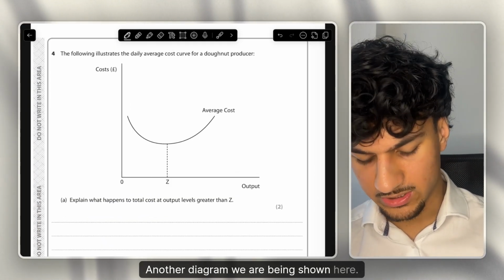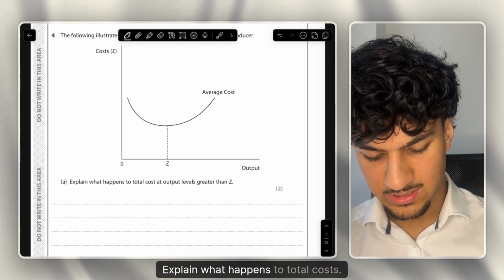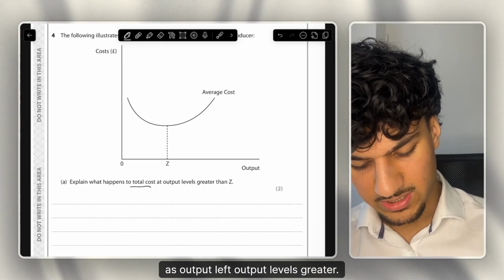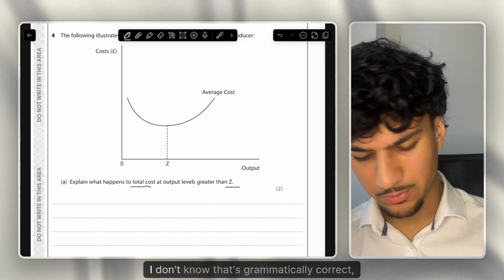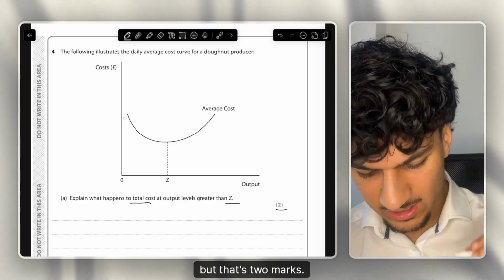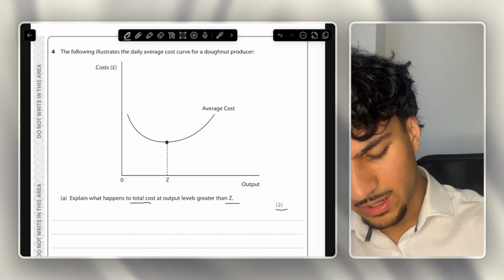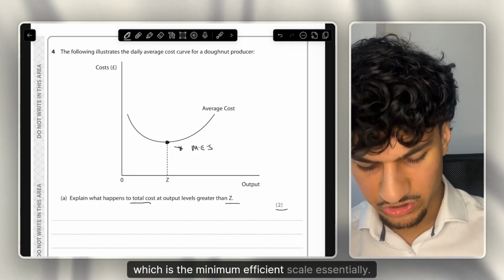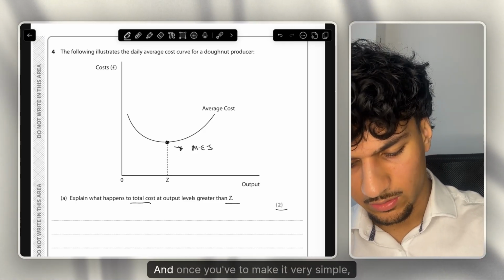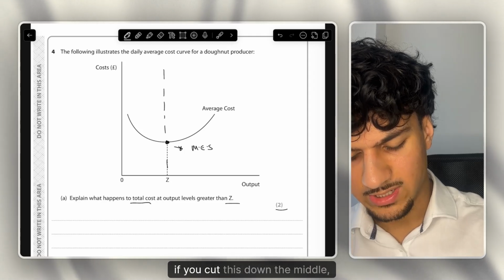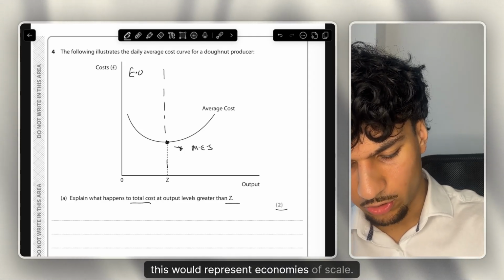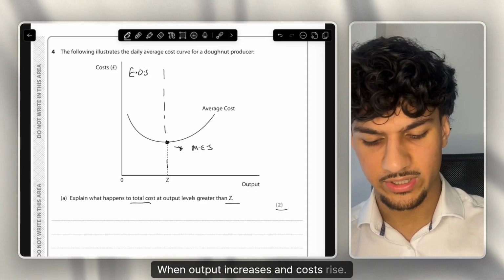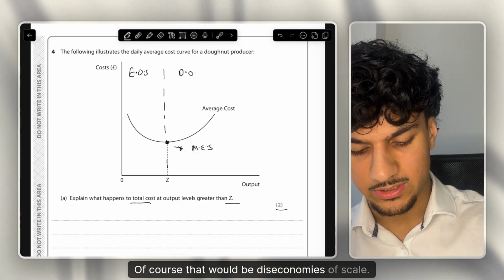Another diagram we are being shown here, so let's get started. Explain what happens to total costs as output levels greater than Z. I don't know whether that's grammatically correct, but that's 2 marks. So, of course, what does that point represent? It looks like that point is representing the MES, which is the minimum efficient scale, essentially. To make it very simple, if you cut this down the middle, this side would represent economies of scale. And what is this side representing? When output increases and costs rise, of course, that would be diseconomies of scale.